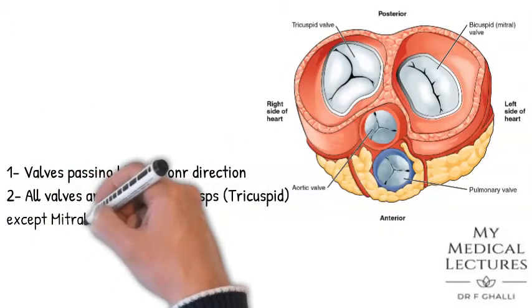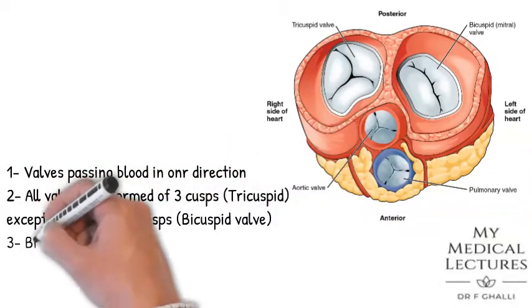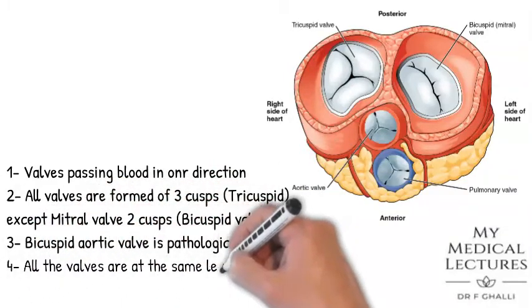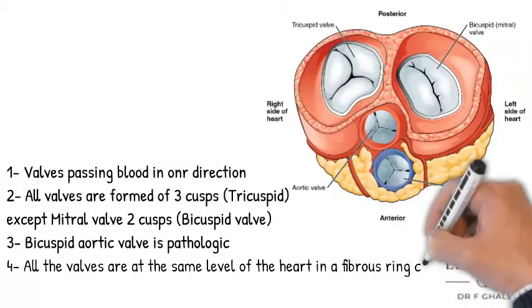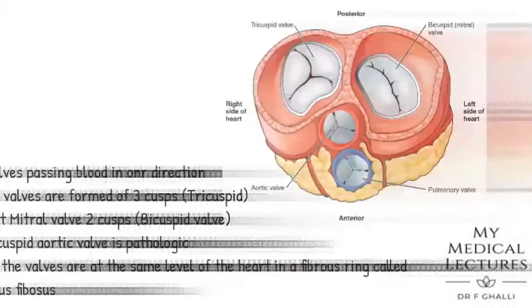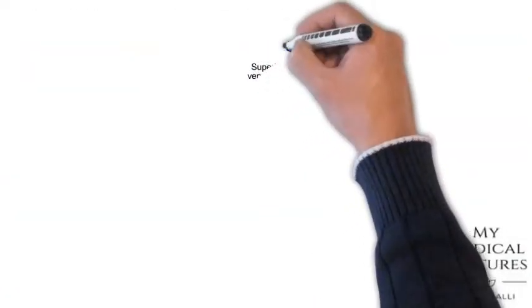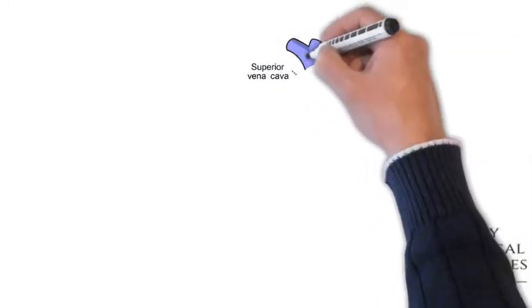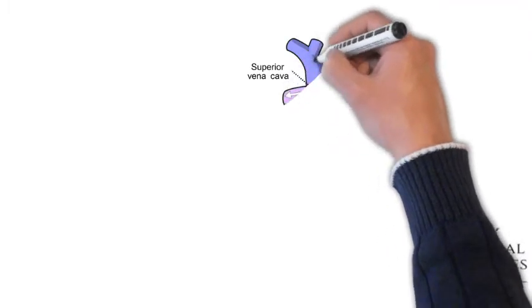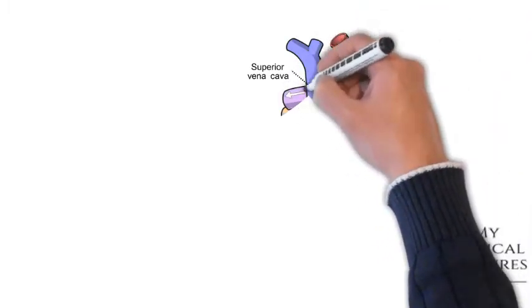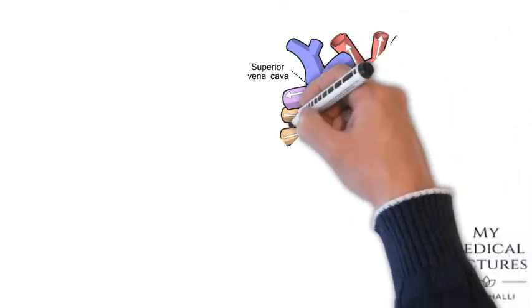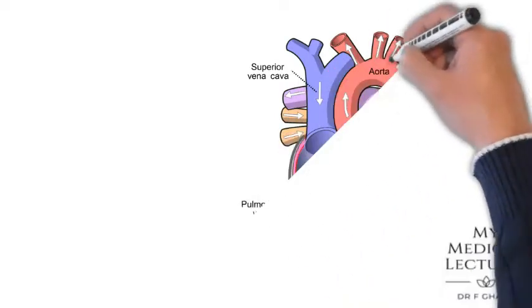All the valves are at the same level in the heart, as you can see, because all the valves are in a fibrous ring separating the atria and the ventricles called the annulus fibrosus. And the only connection between atria and ventricles through the annulus fibrosus is the AV node and AV bundle. So there is no direct muscular connection.